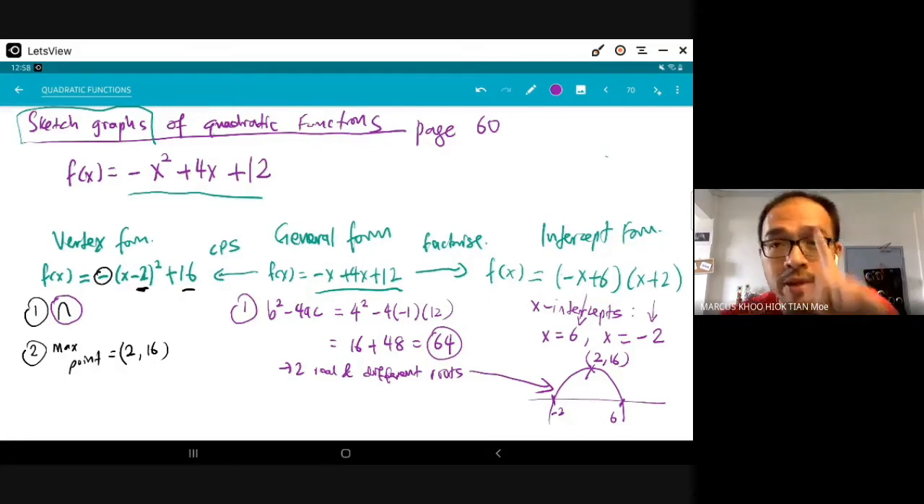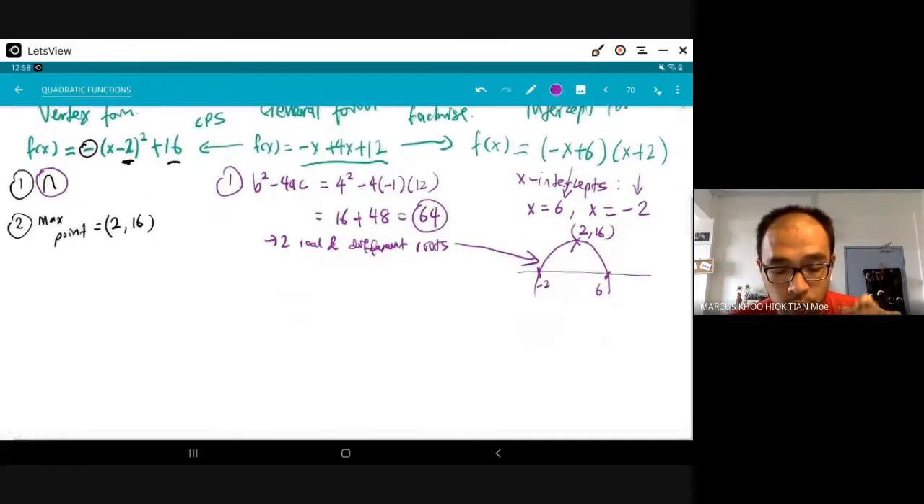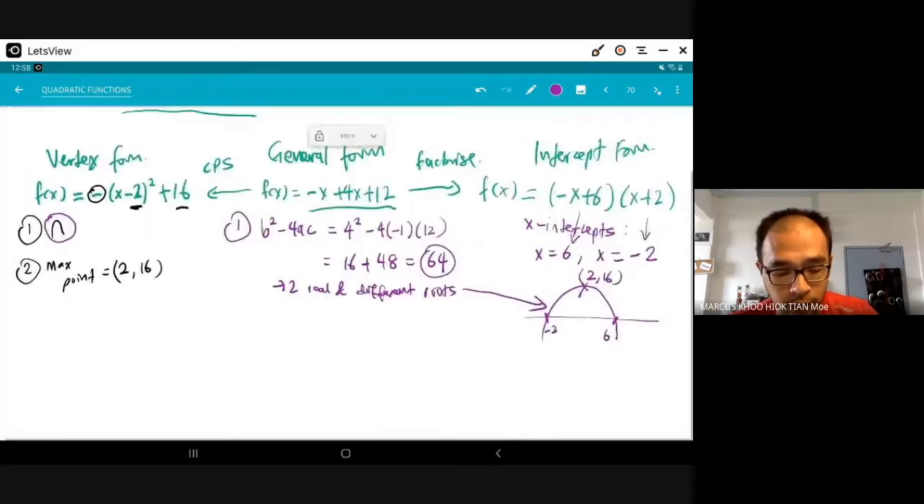But there is one more important piece of information that you need to get from the general form. We use the general form to find the y-intercept.